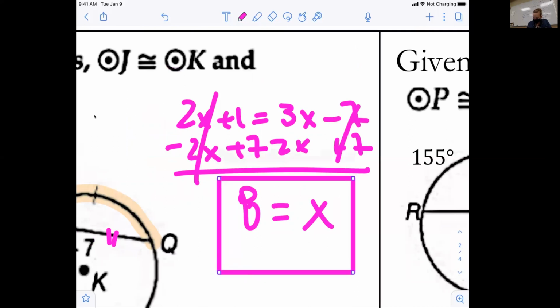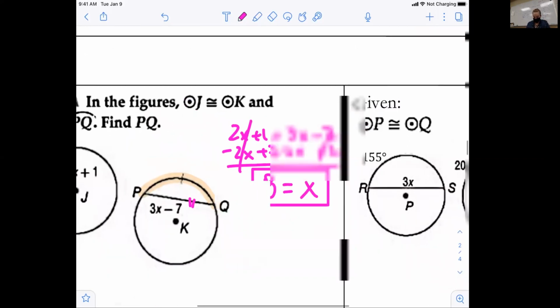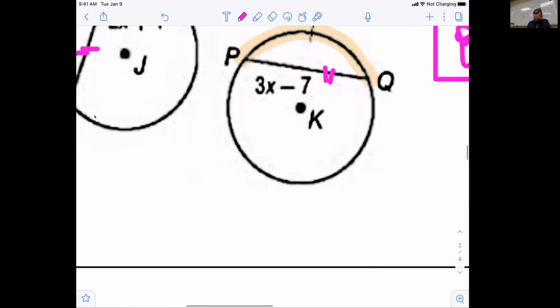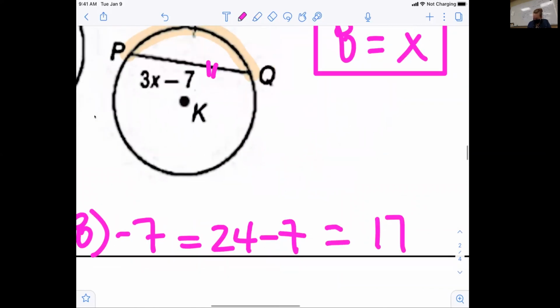Before I move on to the next question, I do need to ask myself, did they want x or did they want a segment, like a length of something? I think they wanted a length, right? They said find PQ. So what do I need to do to find PQ? 3 times 8 minus 7. Plug 8 into 3x minus 7. So 3 times 8 minus 7 is 24 minus 7, which I believe is 17. Always correct me if I'm wrong on my simple math, but I believe that's right.